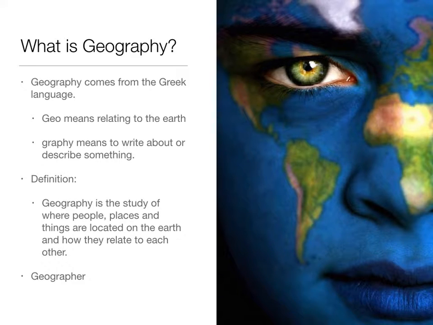The textbook definition of geography, and the one that I want you to be concerned about, is that geography is the study of where people, places, and things are located on the earth and how they relate to each other. A person that studies or works in the field of geography is called a geographer.